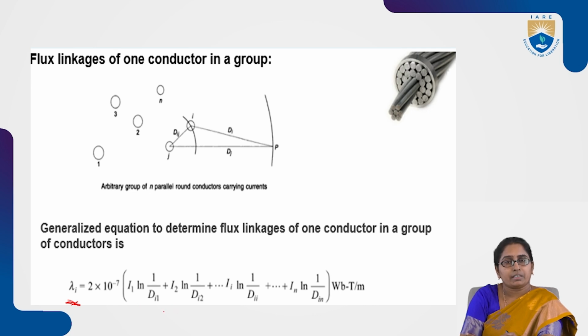Then due to the second conductor, I2 log of 1 by d_i2, plus and so on, log of 1 by d_ii. So that means due to its own flux, the ith conductor's own flux. Then and so on, due to the last conductor, the nth conductor. We have a total of n number of conductors. So then In into log of 1 by d_in. So the units of flux linkages are Weber turns per meter.